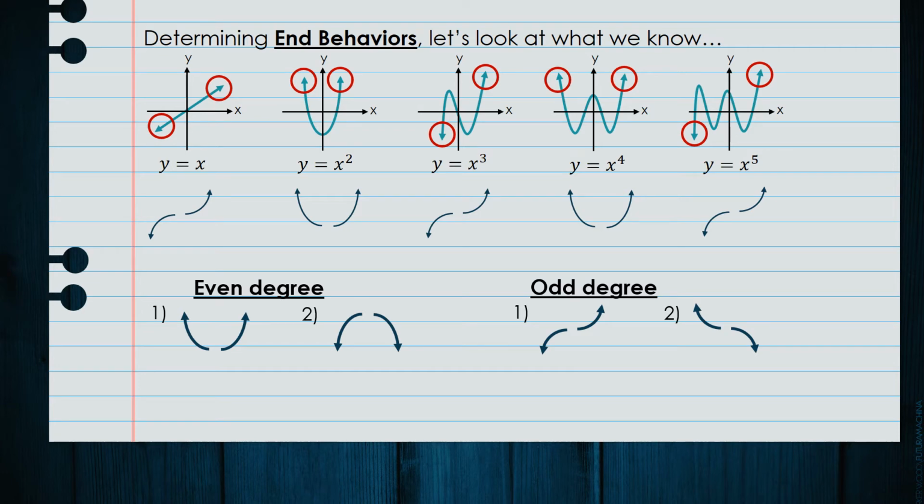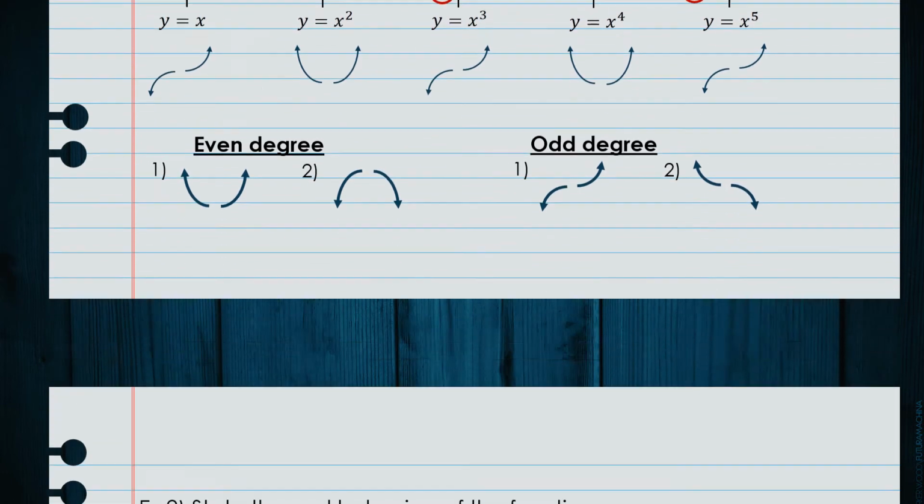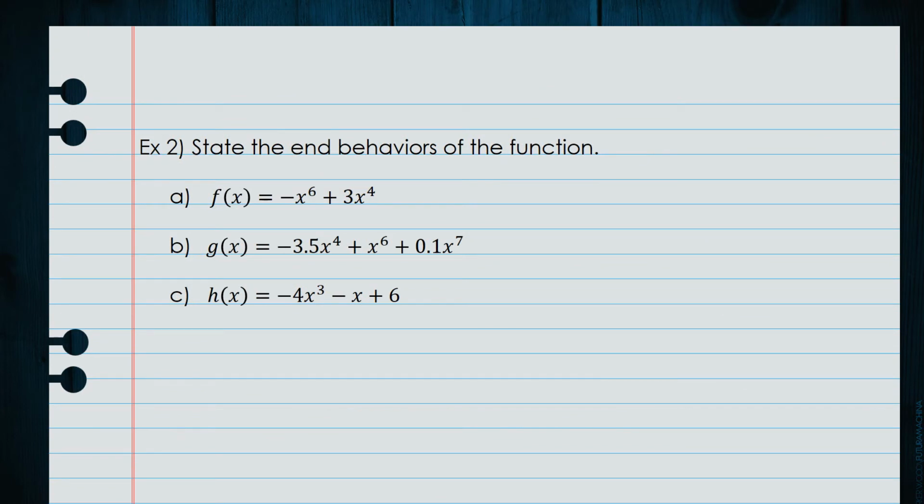So let's look at an example. Example 2 says state the end behaviors of the function. For a, we have f of x equals negative x to the sixth plus 3x to the fourth. So to state the end behaviors, we have to find the leading term. Our leading term is negative x to the sixth.